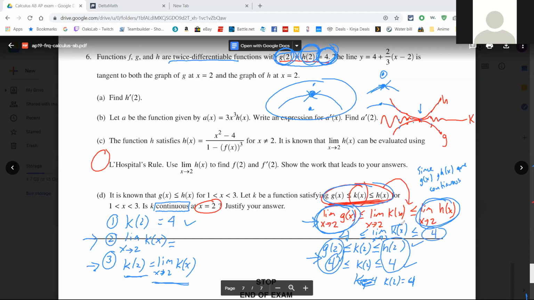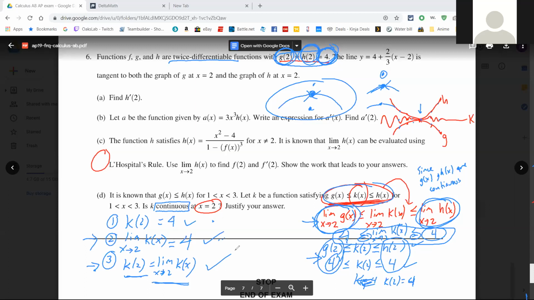And if you see this equation right here, 4 is less than or equal to the limit as x approaches 2 of k, less than or equal to 4, then there's only one choice. You know that has to be 4 as well, right? Because K is in between 4 and 4. There's only one number that can satisfy that. And by the third condition, these two answers are the same. So the third condition is true. Therefore, you can say it is continuous.